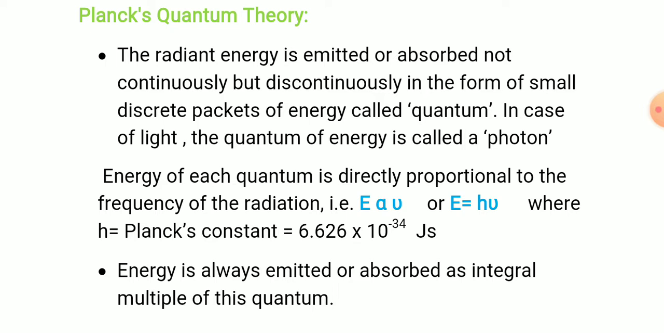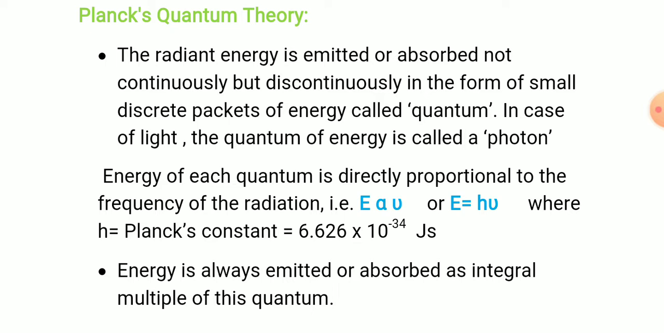So Planck assumed that light, any type of light, consists of small packets of energy, while Maxwell assumed that light is a wave, a radiation. Planck assumed that light consists of small packets of energy called photons, and the energy of each quantum is directly proportional to the frequency of the radiation. That is, E, the energy of a photon, is directly proportional to its frequency nu.